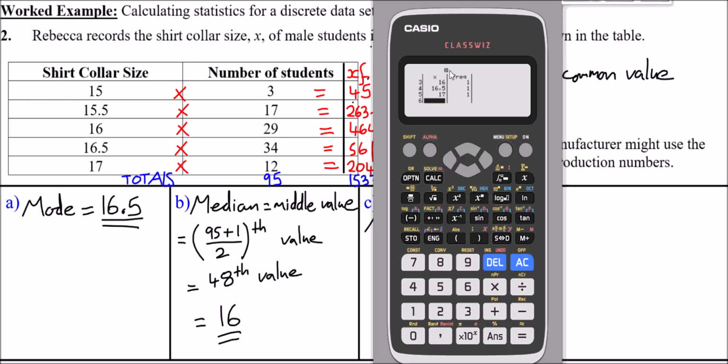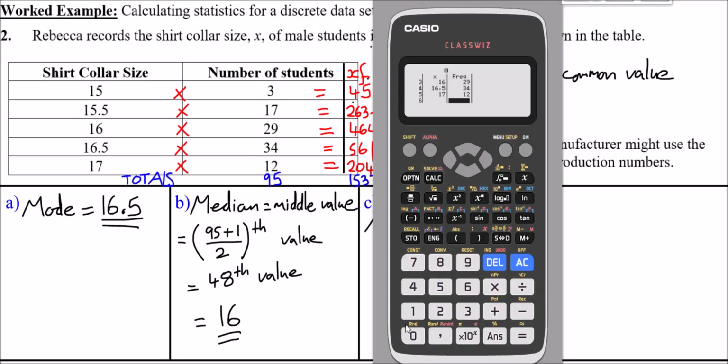When you put in all the X values you wish for, just scroll along, press right, and toggle up to go to the top, and then input the frequencies. So 15 had a frequency of 3, press equals. Next one is 17, equals, and just keep pressing equals after each entry. So 29, 34, and 12.